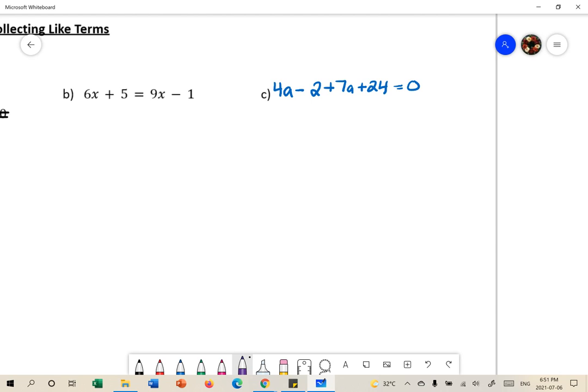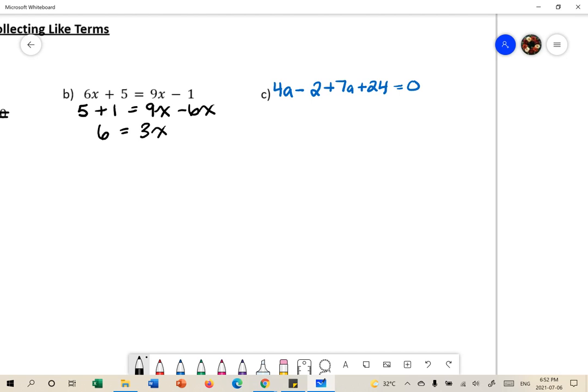I'm going to try moving my x terms to the right side this time, just to give you that example. So my 5 is going to stay on the left side. And then I'm going to move my -1 over to the left, and it's going to become +1. My 9x isn't moving, it's staying on the right side. And I'm going to bring my 6x over, and so it's going to turn into a negative. Simplifying my left side to 6, and simplifying my right side to 3x.